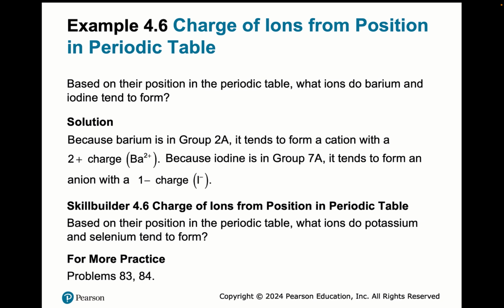From the charge and the position in the periodic table, what ions do barium and iodine tend to form? Barium is an alkaline earth, and they tend to be +2. Iodine is a halogen, and it tends to be -1. You have to figure out the common denominator between 2 and 1, which is 2. So it tends to be barium with 2 iodines, so BaI2.